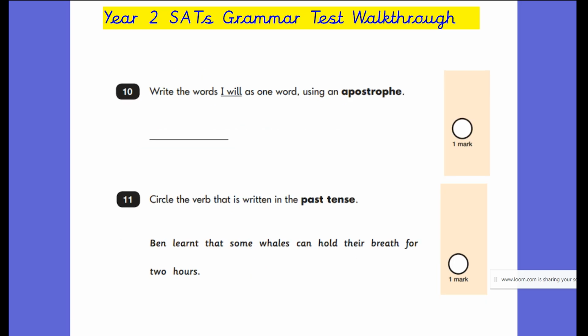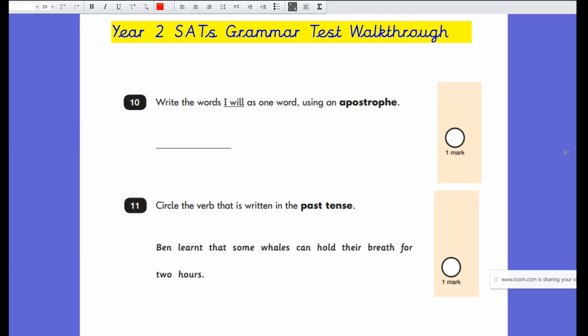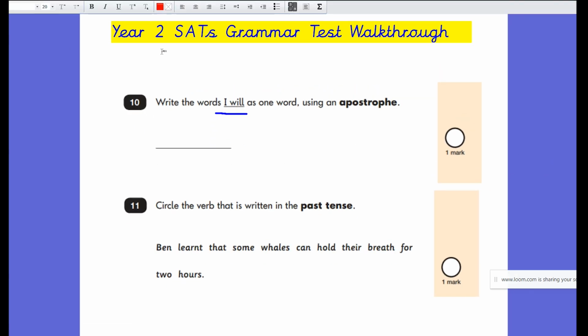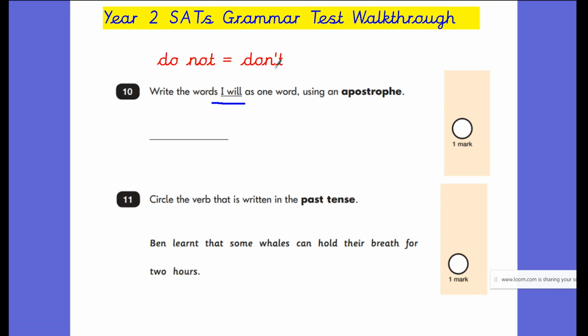Question number 10. Write the words I will as one word using an apostrophe. So this is assessing the children's understanding of contracted spellings. Now, a contracted spelling is when you take out letters and you replace them with an apostrophe. So do not, as an example, would become don't. And here you can see with that word, I've taken out the second O. N has gone to join the other O here, and we've put in this apostrophe.